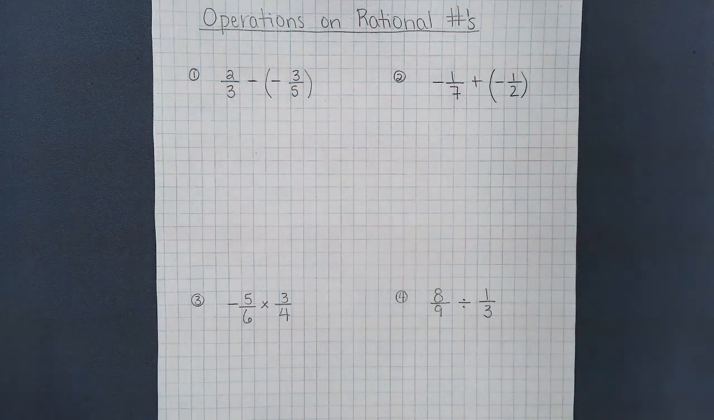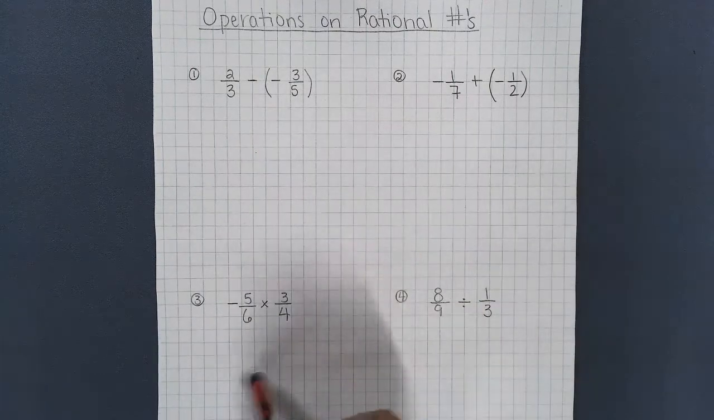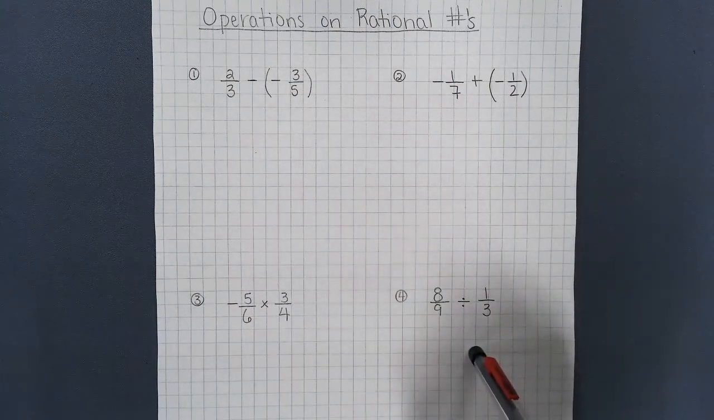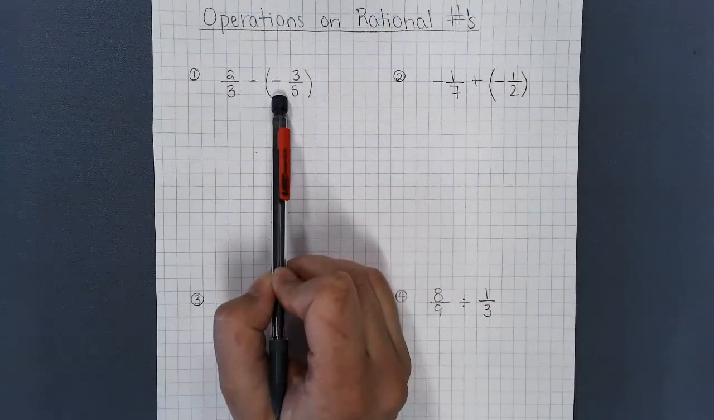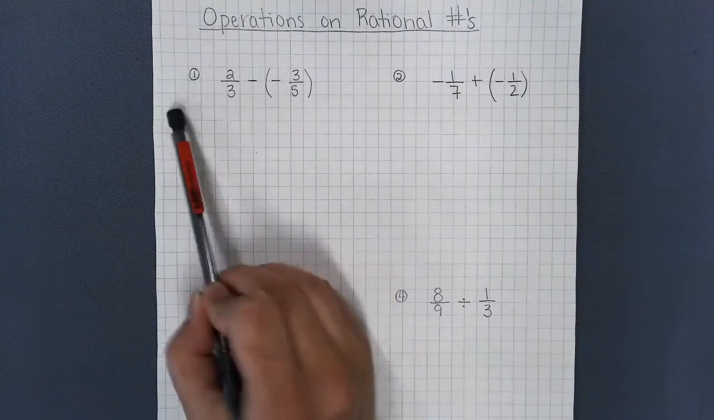This tutorial video is to remind you how to perform the 4 operations on rational numbers. So we've got subtraction, addition, multiplication, and division. And we are also going to take note of the signs of each fraction, so whether they're positive or negative. So let's start off with number 1.